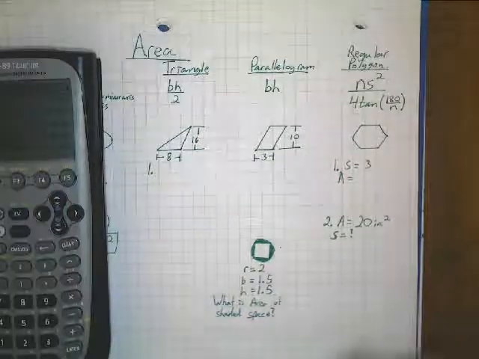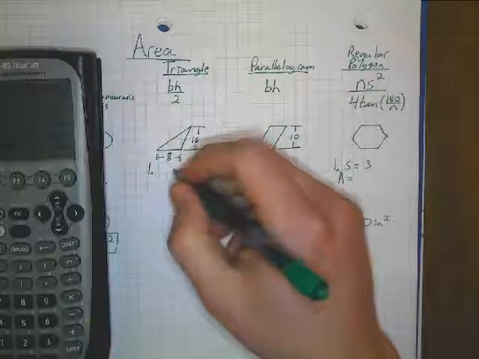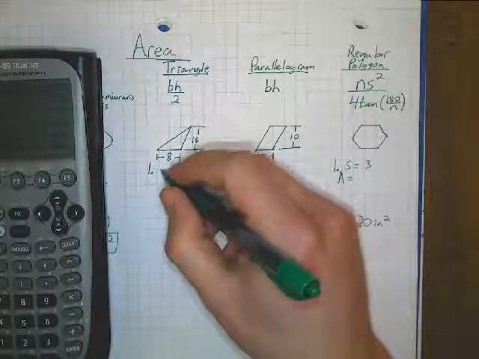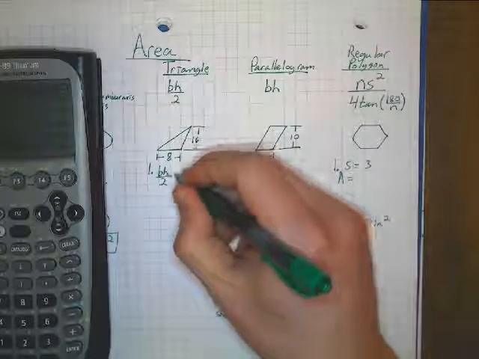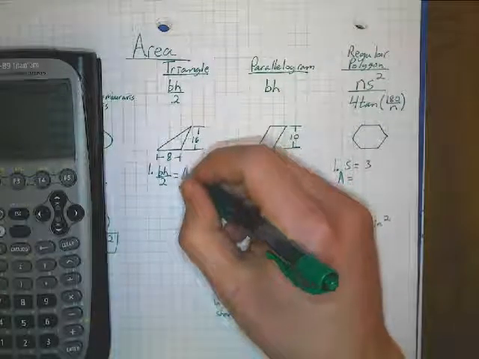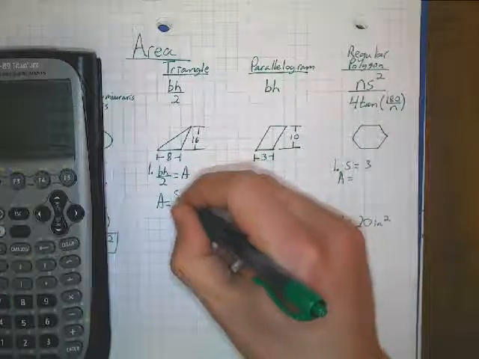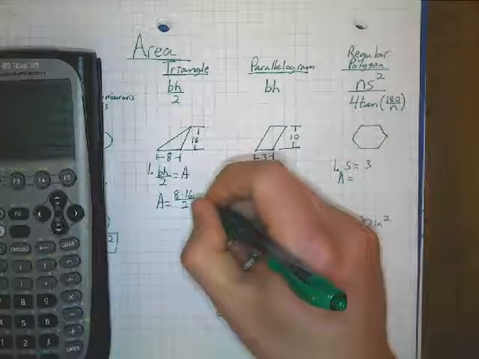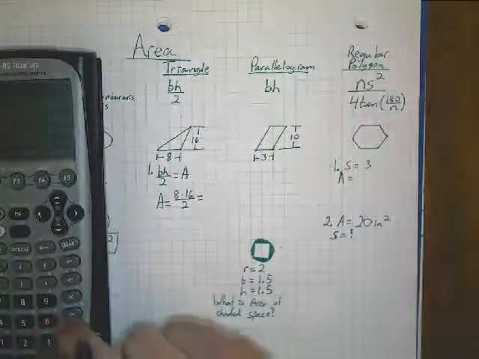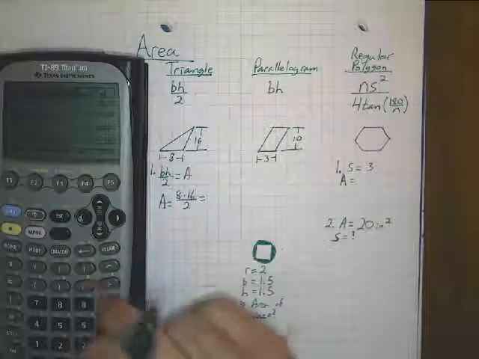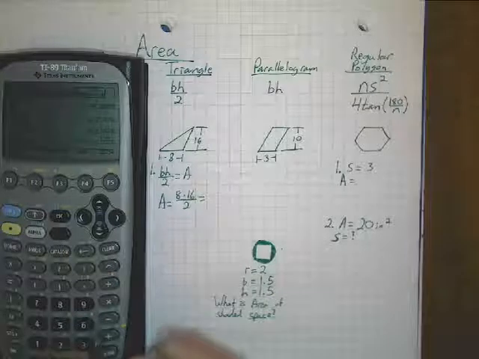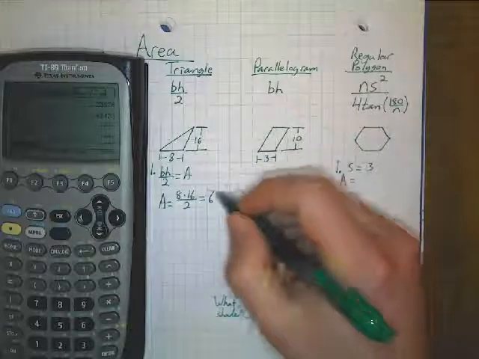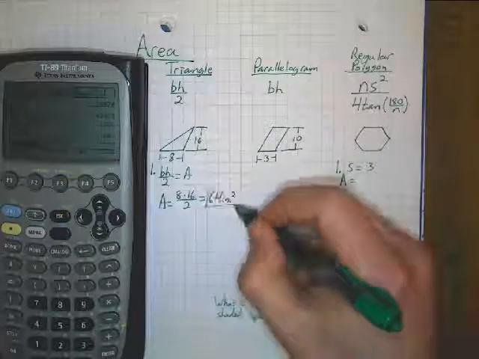Okay, triangle. Triangle is pretty straightforward. I've got a triangle with a base of 8 and a height of 16, so let's just do my problem. So BH over 2 is equal to my area. So area equals 8 times 16 divided by 2, or 1/2 times 8 times 16, however you want to say it. So I'll take 8 times 16 divided by 2, and I get 64 inches squared. That one's pretty straightforward. You guys have seen that probably many times over.